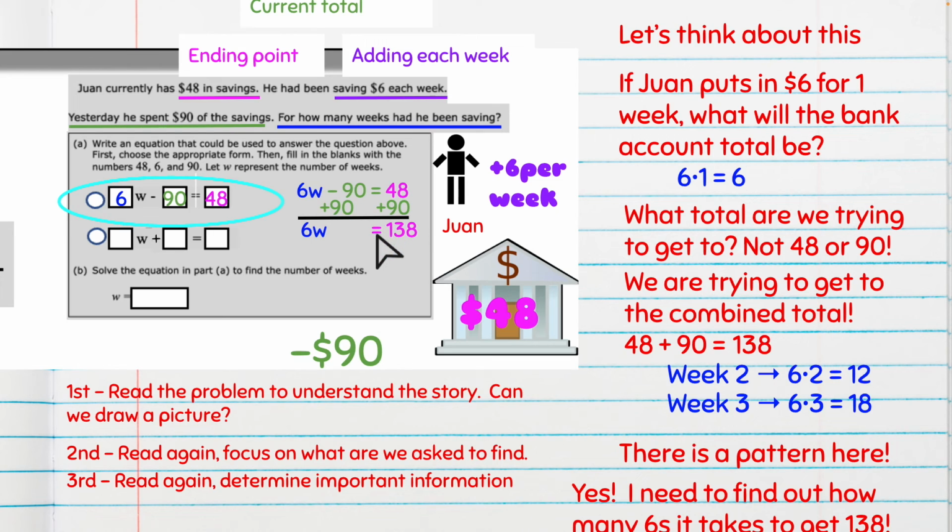So now, if I want to know, well, how many weeks did that take? I'm going to take this 6 that's being multiplied by the W, and I'm going to divide on both sides. 6 divided by 6 cancels, and we get 23. So he was saving for 23 weeks to get that amount of money, to be able to spend $90 and still have $48 left over.